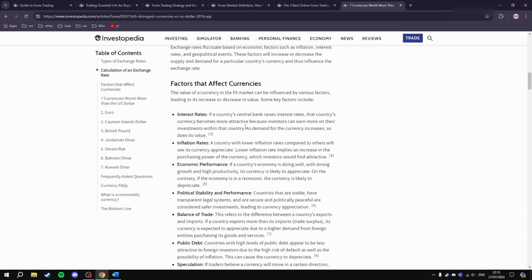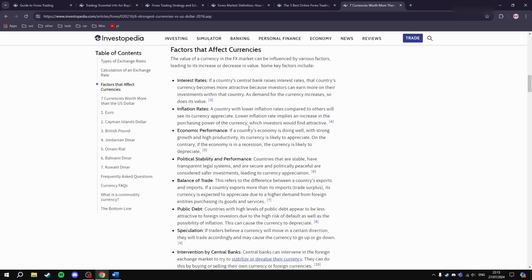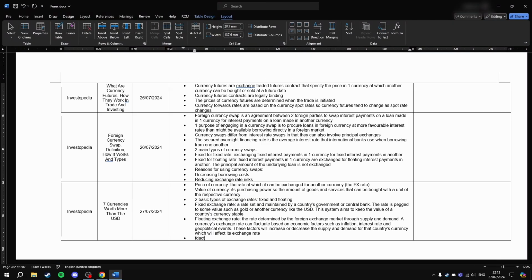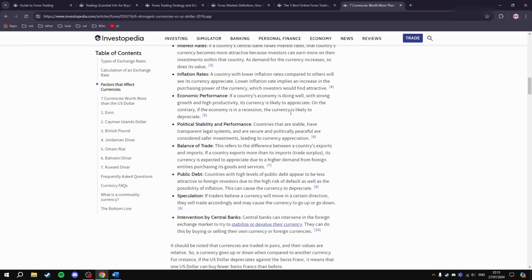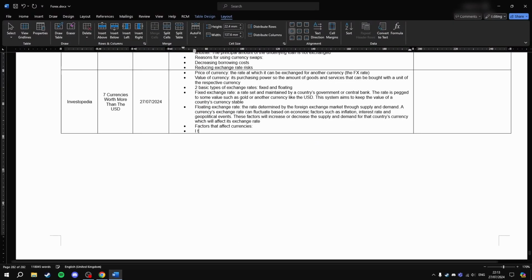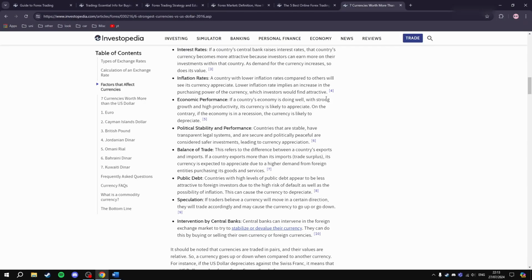Factors that affect currencies. The value of a currency in the FX market can be influenced by various factors, leading to its increase or decrease in value. Some key factors include interest rates. If a country's central bank raises interest rates, that country's currency becomes more attractive because investors can earn more on their investments within that country. As demand for the currency increases, so does its value.